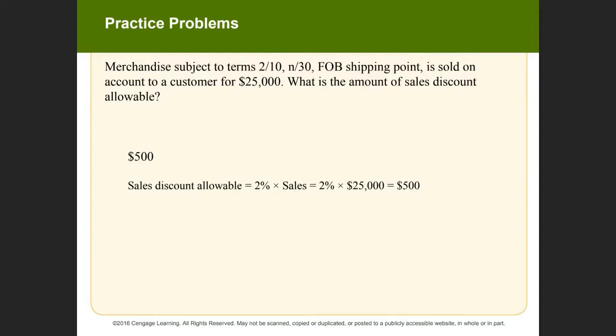To find the sales discount allowable, 2% discount, we know that because it says 2/10 up here in the terms, times that total amount, which is 25,000, gives us 500. That's it for this chapter. Do y'all have any questions?